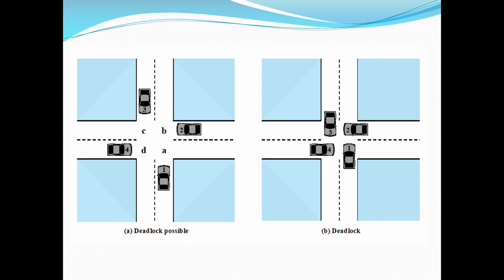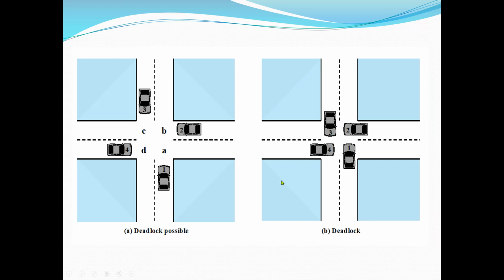The diagram shows a situation in which 4 cars have arrived at a 4-way stop intersection at approximately the same time. Now, the 4 quadrants of the intersection are the resources over which control is needed. In particular, if all the 4 cars wish to go straight through the intersection, the resource requirements are as follows.